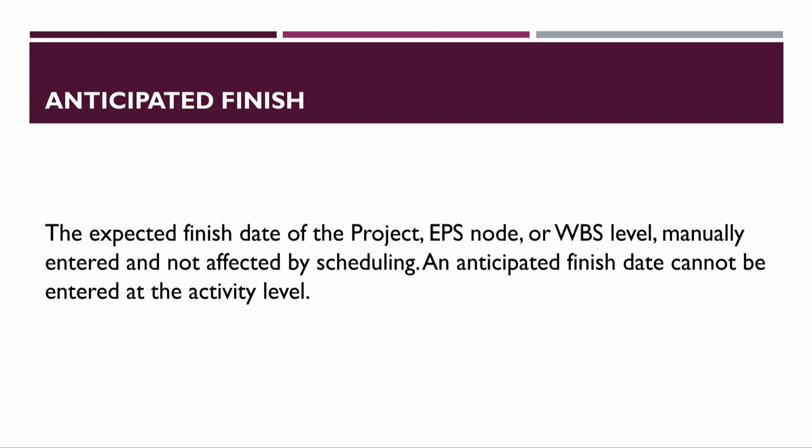Also, the anticipated finish date is the expected finish date of the project, the EPS node, or the WBS level. It's also manually entered and is not affected by scheduling. An anticipated finish date cannot be entered on an activity level, but I will also show you how that relates to an activity in Primavera P6. So let's go to the Primavera P6 platform.